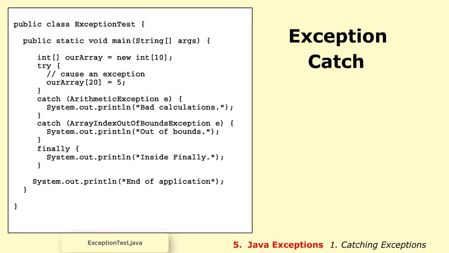You can also add a finally block at the end of your catch blocks. The finally block gets executed after your catch blocks. It's often used for executing additional cleanup code after an exception. Let's compile this code again.